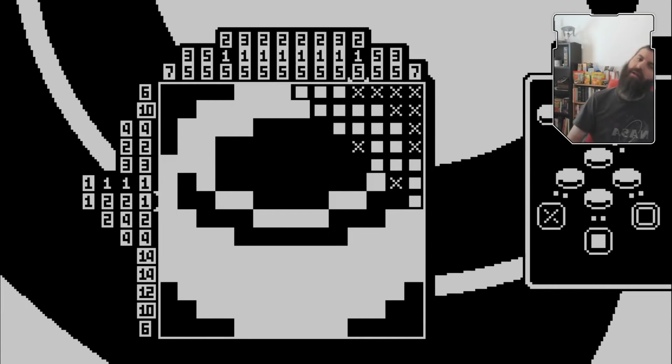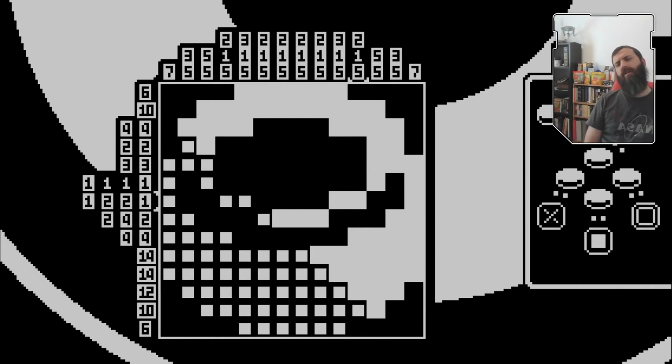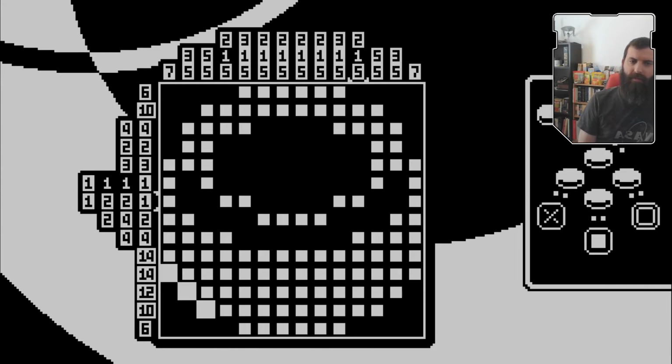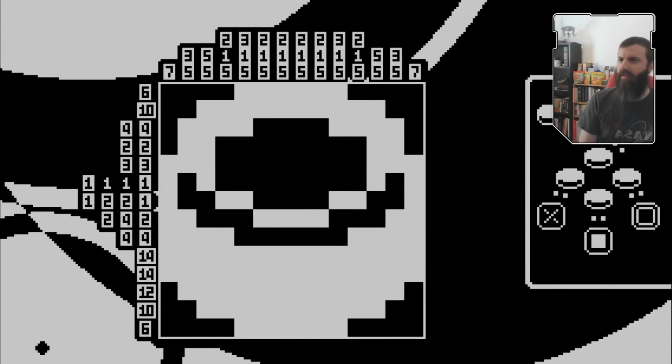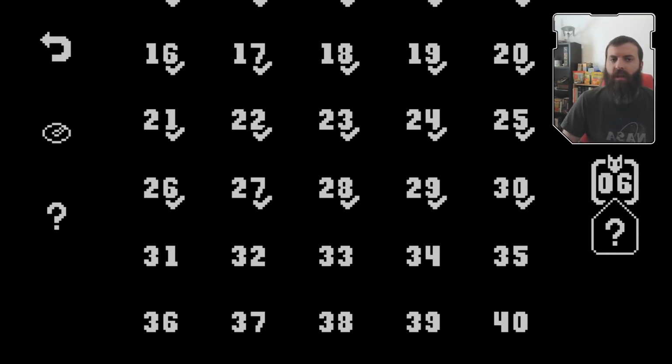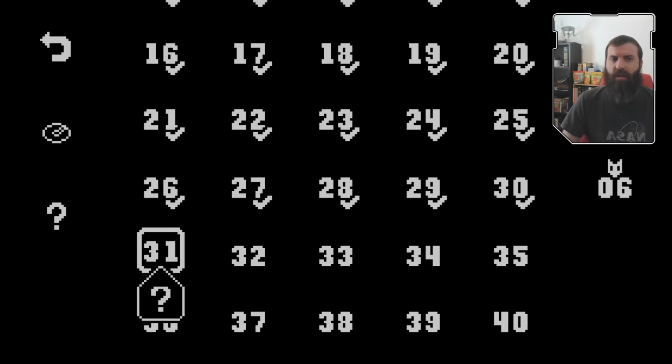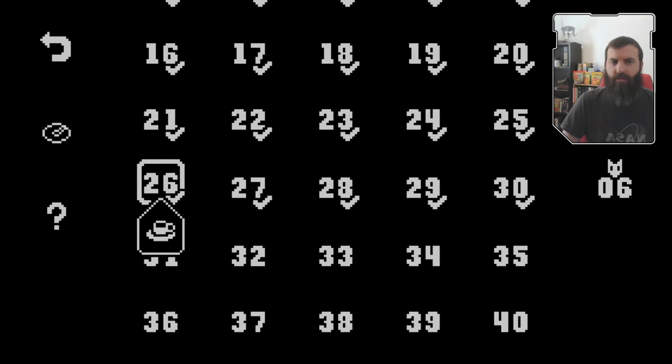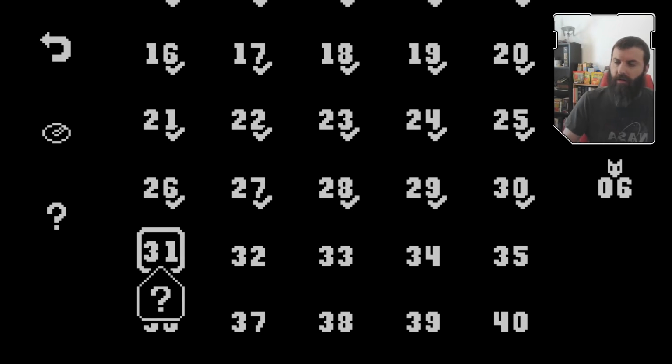We've completed those columns, so we can X those in, which means that our 2s have to go here. And we're done. Okay, so it's not a skull, it's a coin, a cup, a bowl. At this resolution, it's hard to tell. Pot, maybe? All right. Let us continue on to Nonogram 31.